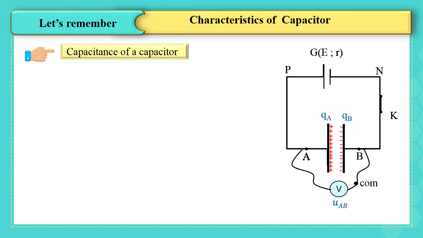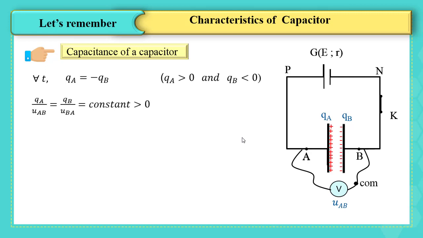to become negatively charged. During charging, QA, which represents the quantity of positive charges accumulated at plate A, which is at the same side of the positive pole of the generator, equals minus QB, which represents the quantity of negative charges accumulated at plate B, which is at the same side of the negative pole of the generator. QA over UAB equals QB over UBA equals a positive constant, which represents the capacitance C of the capacitor.